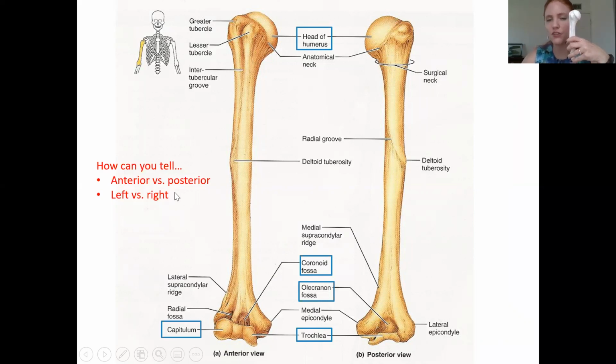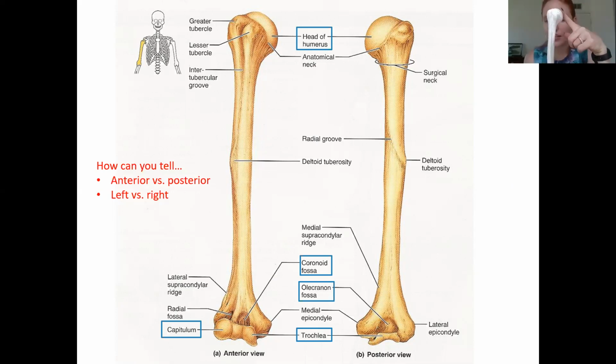So we need to figure out anterior versus posterior, then medial versus lateral. This is the head of the humerus. If this is the head, is this the medial side or the lateral side? This has to be the medial side. And that's important because the medial side here is going to connect onto the body. It makes no sense for it to go like this because you wouldn't have that connection point.